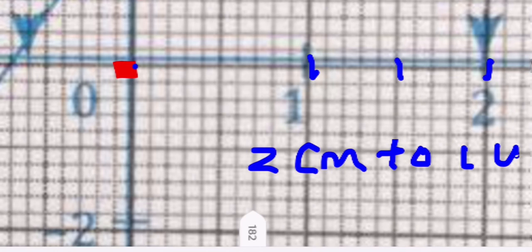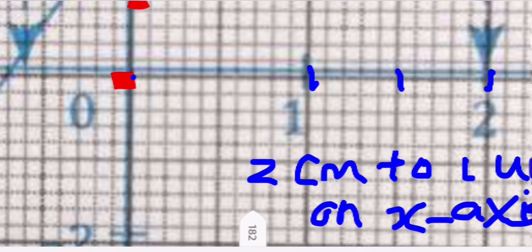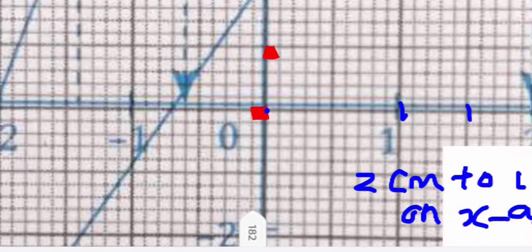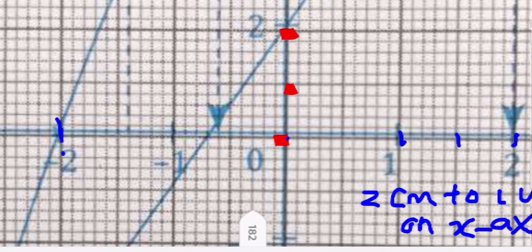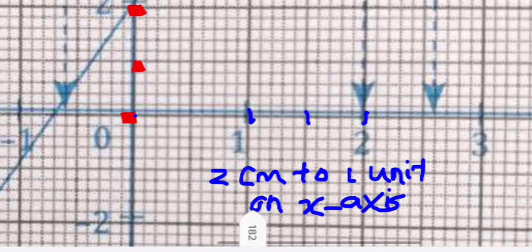For the horizontal axis, the x-axis, it looks like you're having 10 small boxes, right? So it means that you're having 2 centimeters to 1 unit for the x-axis. This is actually what is wanted by the question, right? So you have to follow the instruction of the scale given by the question. Do not use your own scale. If you use your own scale, the whole graph will get 0 because you never followed the instruction.